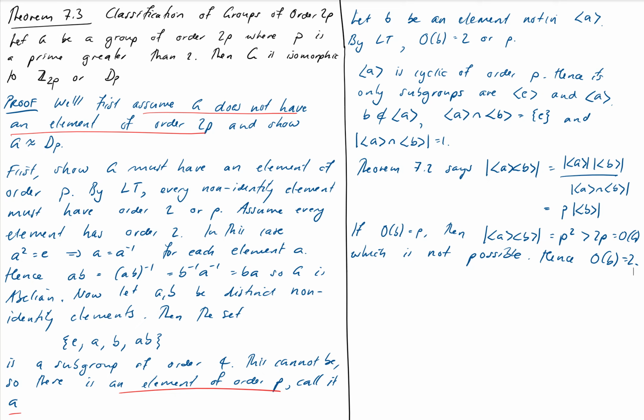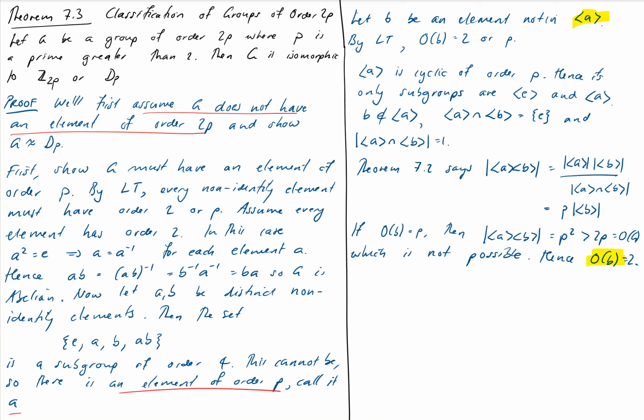Right, so it's probably good to take stock at this point in time as to what exactly we've done so far. So we initially assumed that we don't have an element of order 2P, because if we did, we'd be isomorphic to Z2P and we wouldn't have anything left to do. So we showed that that assumption led us to there being an element of order P, we called that A. And then if we generate the cyclic subgroup from A, then every other element must have order 2. That's what we've shown.